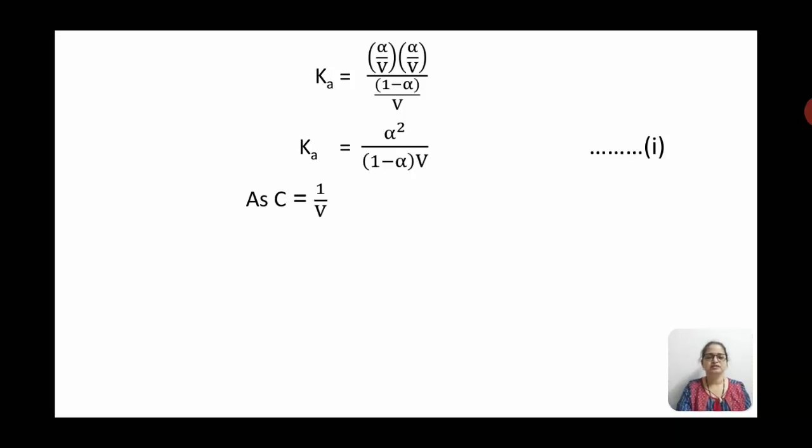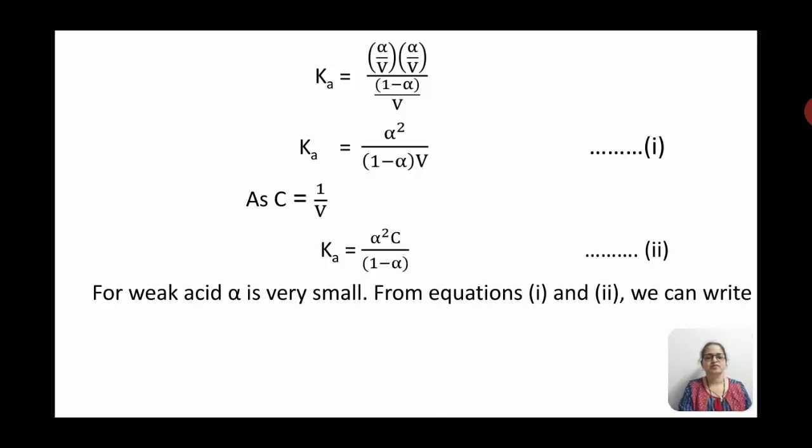But we all know that C is equal to 1 upon V. So we can substitute, instead of 1 upon V, we can write C. So we will get another equation, that is Ka is equal to alpha square C upon 1 minus alpha. Now for weak acid, alpha is very small. Therefore, the equations 1 and 2 will become Ka is equal to alpha square upon V, or Ka is equal to alpha square multiplied by C.